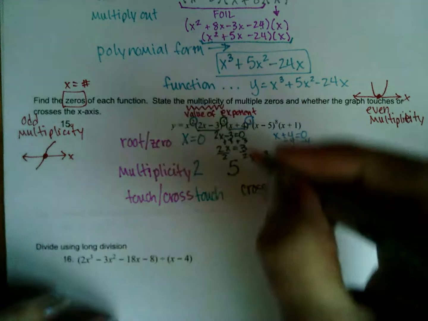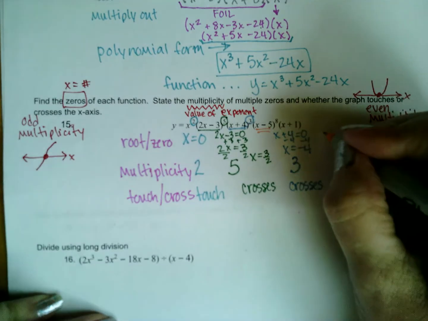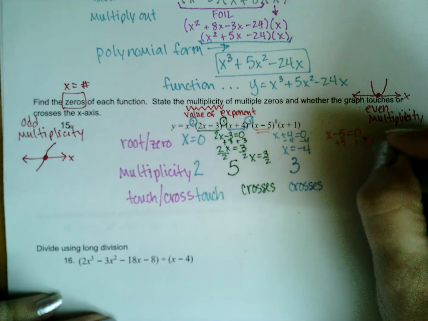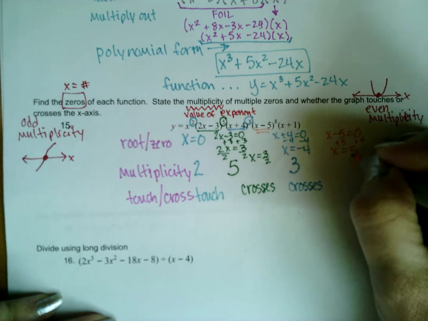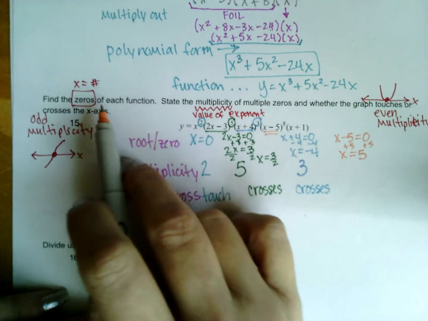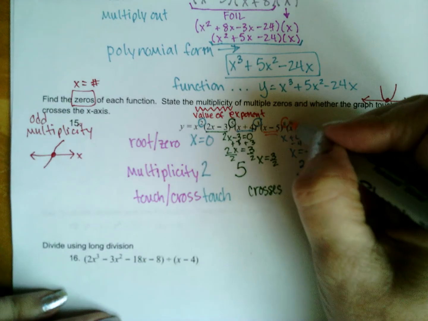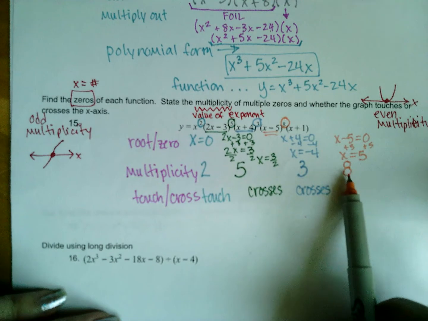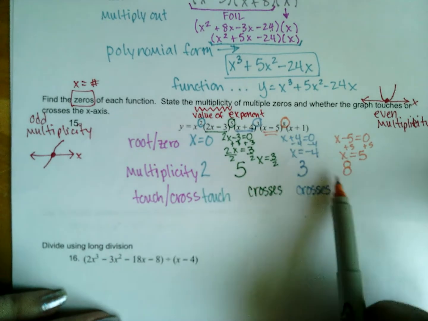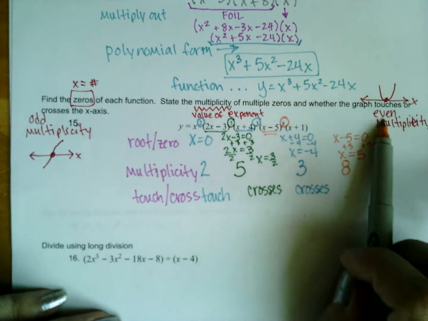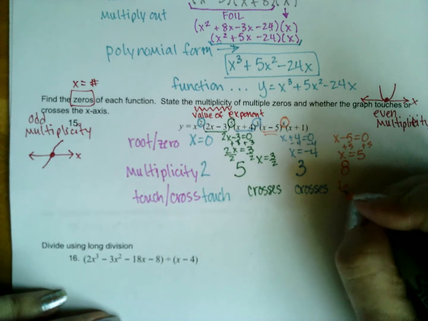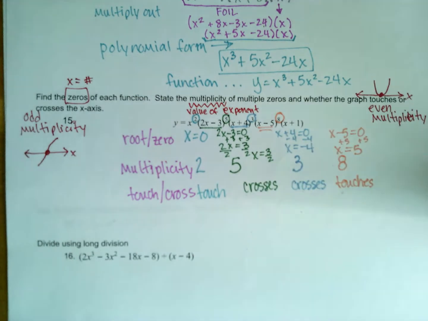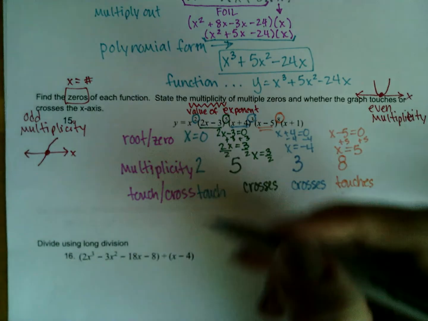Okay, next, x minus 5. So x minus 5 equals 0. Add the 5 to both sides. I get x equals 5. For the multiplicity, remember I'm looking at the exponent. So here, multiplicity is 8. Now, the even and odd, I'm looking at the multiplicity, not the root. So pay attention to the 8. 8 is even, so my graph should touch. I guess I should say touches. So I'm consistent with my verb tense.